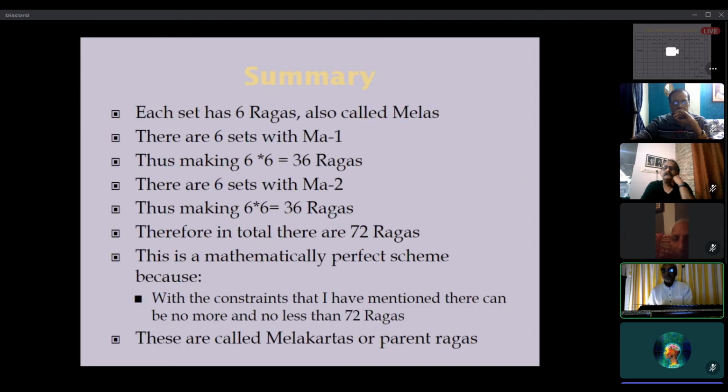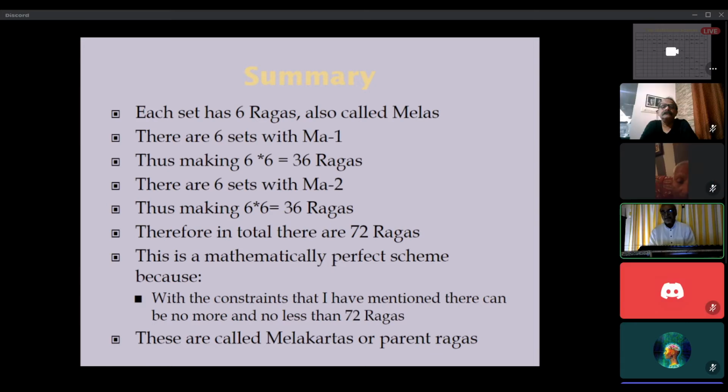Right? So each set has six ragas, which are also called melas. Actually, that's another name that we have, mela, because that is how it's called Melakarta. That is the parent ragas, parent scales. There are six sets with ma 1.